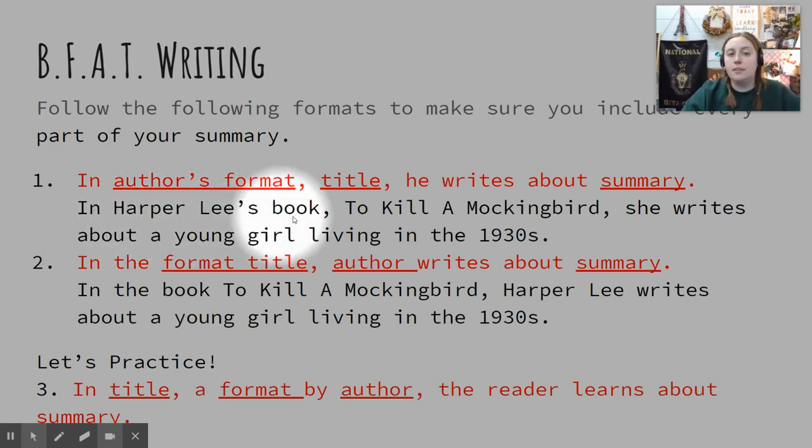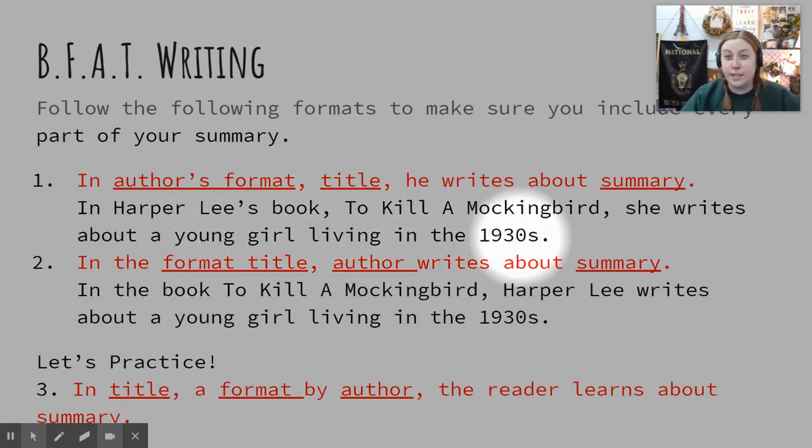So in Harper Lee's book, and then what's the next thing that we have to include? We have to include the title. All right, so the title is To Kill a Mockingbird. So in Harper Lee's To Kill a Mockingbird, she writes about, and then summarize the book really, really quickly. A young girl living in the 1930s.